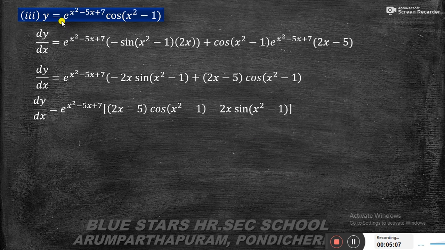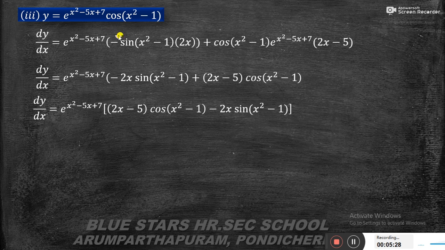Next, third subdivision, y equal to e power x square minus 5x plus 7 cos of x square minus 1. So differentiate with respect to x. dy by dx equal to, there are 2 factors. So first I write the first factor, e power x square minus 5x plus 7. Next I differentiate the cos of x square minus 1.